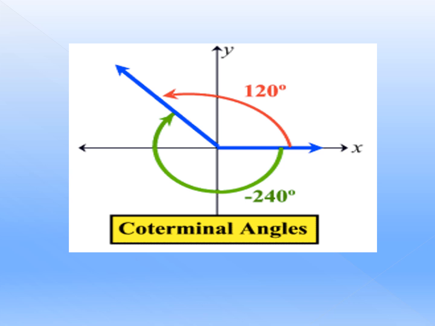This is an illustration of coterminal angles. As you can see, 120 degrees and negative 240 degrees are coterminal to each other. Why? Because they have the same terminal side. Let's have another example. For instance, we have 60 degrees and 420 degrees.